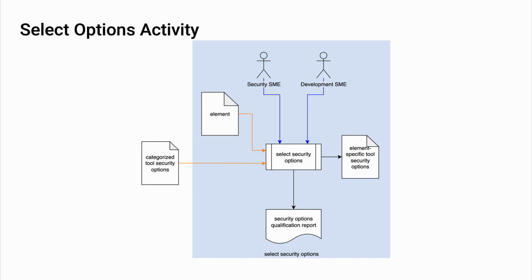Within the option selection activity, the Security SME and the Development SME take the Categorized Tool Security Options document from the Option Categorization activity and the element documentation and select the security options appropriate to the element, creating an element-specific Tool Security Options document and generating a Security Options Qualification Report.